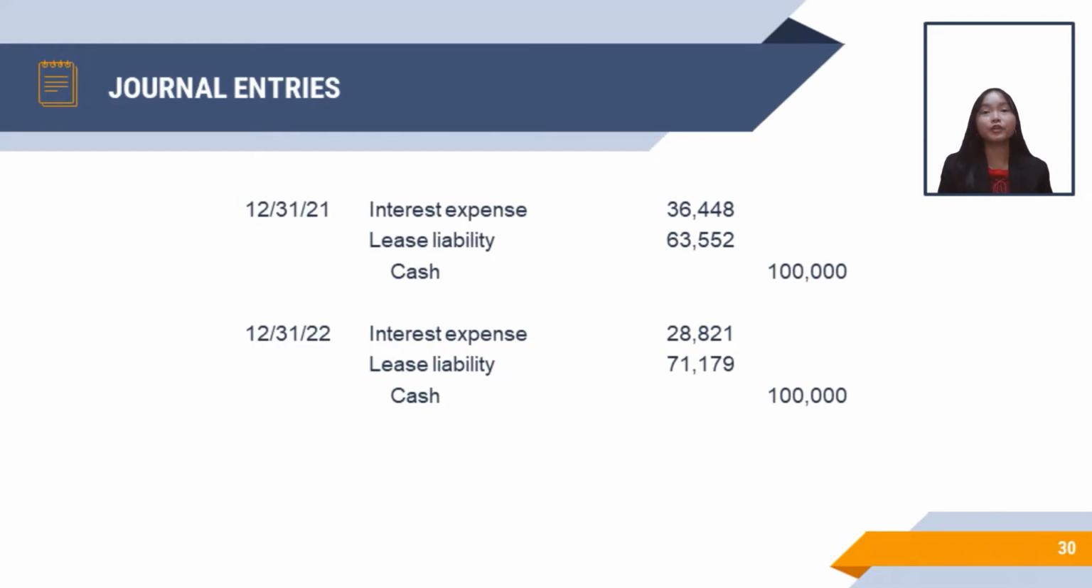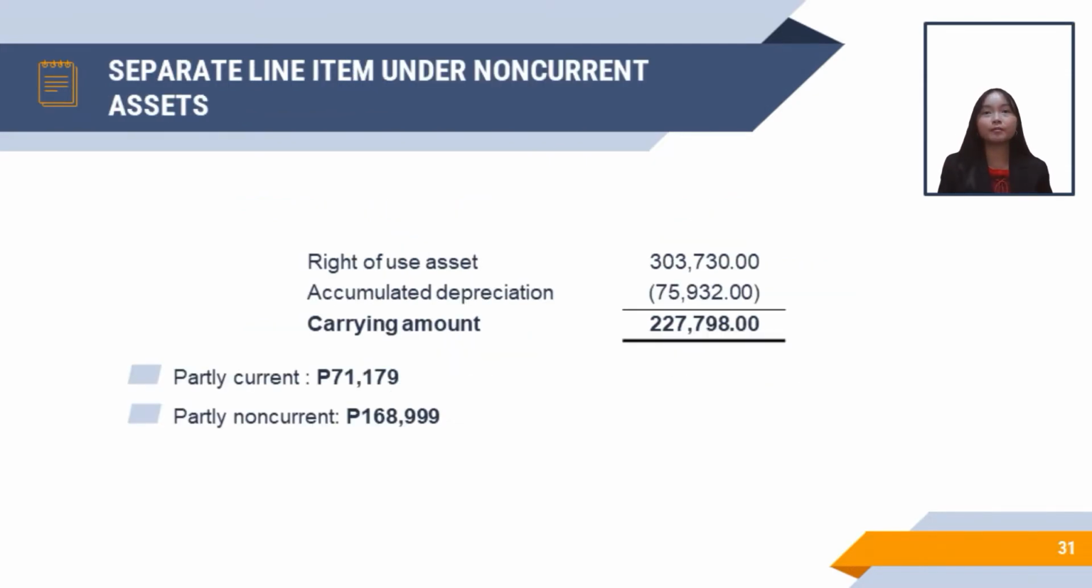Then, on December 31, 2022, we will debit interest expense for 28,821 and lease liability for 71,179. Then, we will credit cash for 100,000 pesos. If a statement of financial position is prepared on December 31, 2021, the right of use asset will be reported as a separate line item under non-current assets.